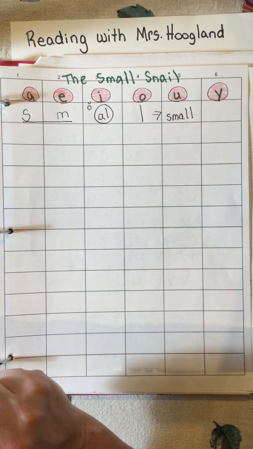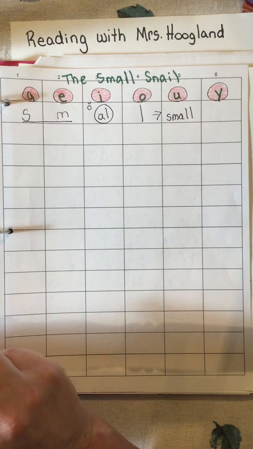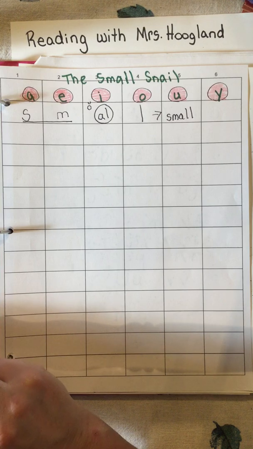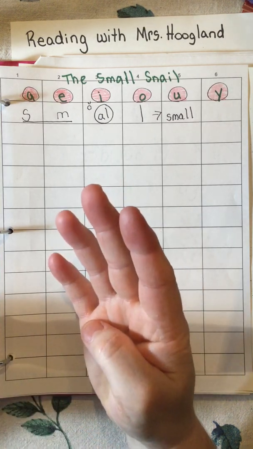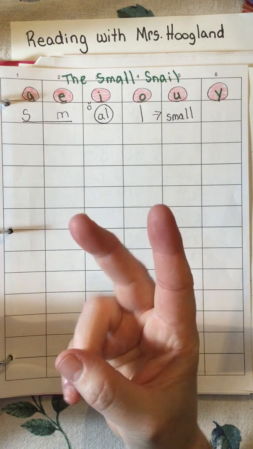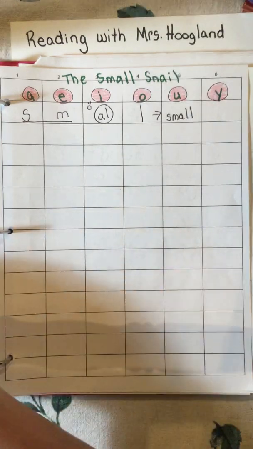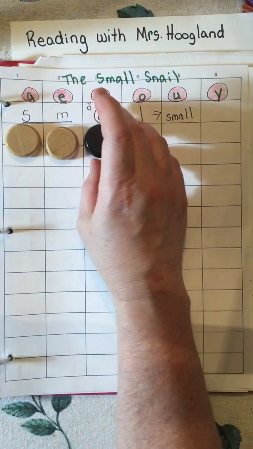Okay? The next word is smart. Say the word smart. Smart. Let's sound it out. Art. One more time. Art. Let's use our chips.